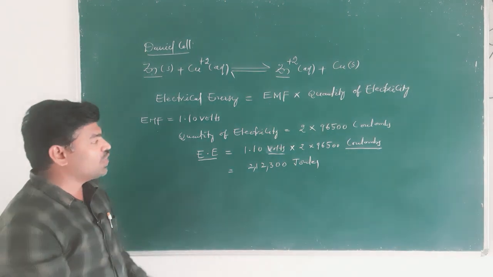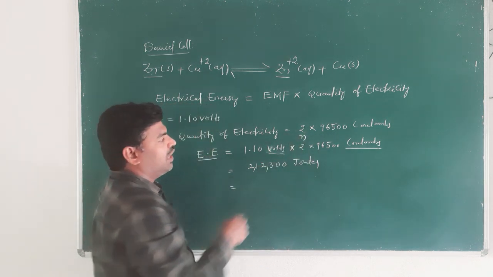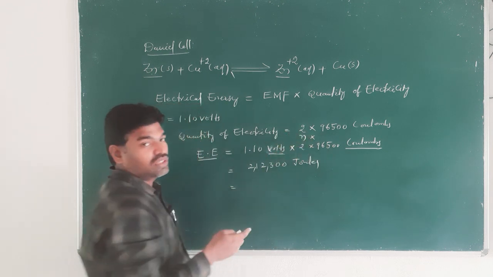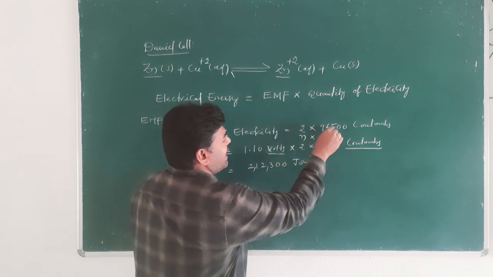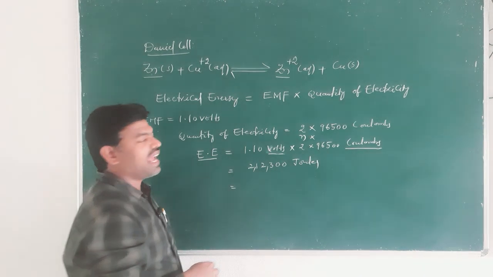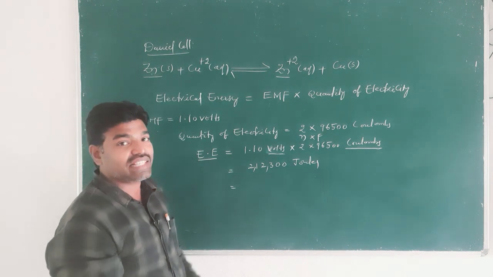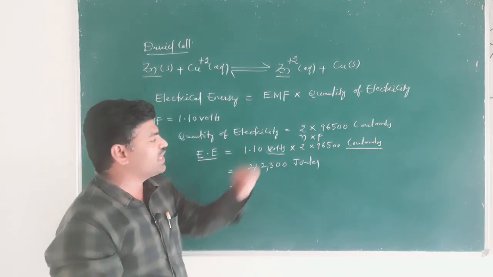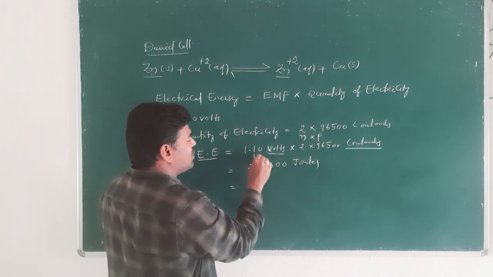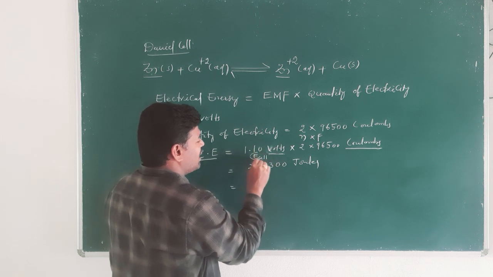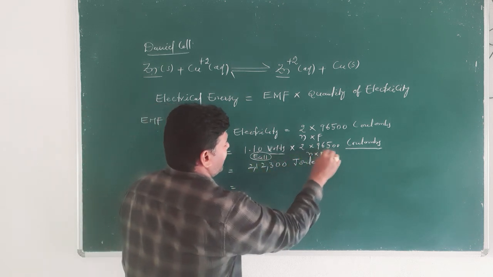We can write this as follows. This is the number of electrons transferred in the redox reaction, which can be represented as n, and this 96,500 coulombs we write as 1 Faraday. Already we know that 1 Faraday is the electrical charge carried by 1 mole of electrons. So n into F, and the EMF is usually represented by E cell. So we can write n into F.